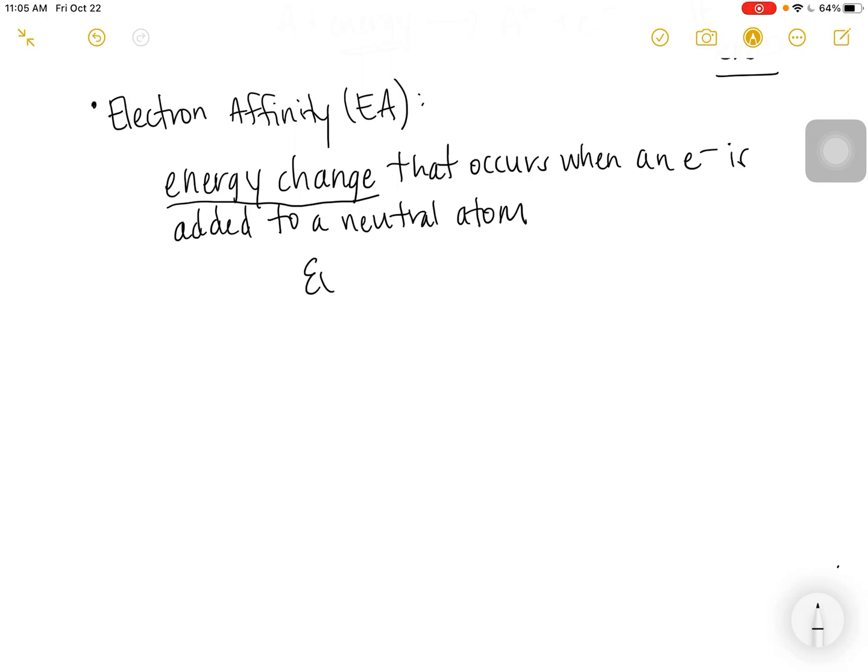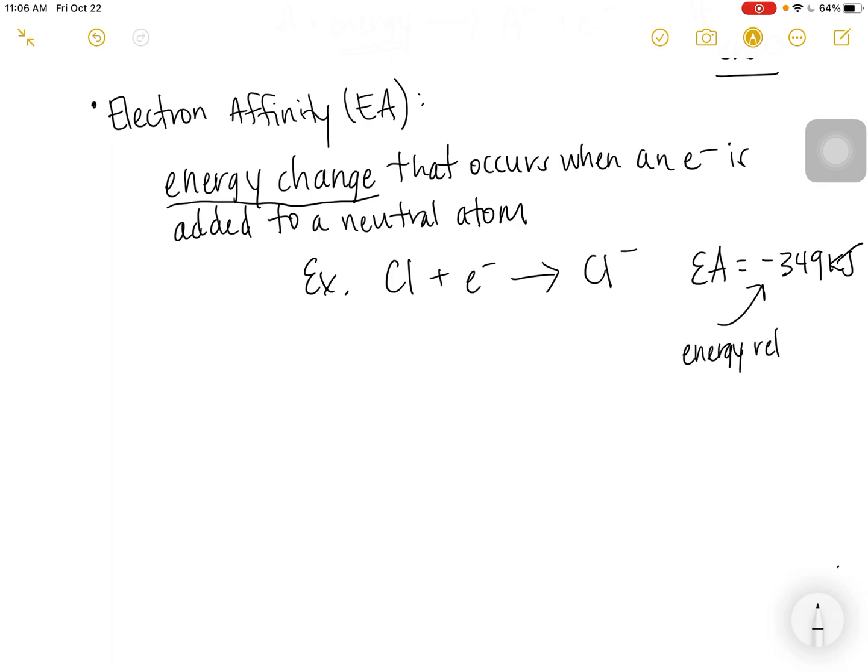So for example, if we take the chlorine atom, we give it an electron, it becomes the chloride ion, and in this case, the electron affinity, we could look this up, is a negative value, which means energy was released. Okay, now that should make sense to you because chlorine is one electron away from having a complete octet or a full energy level. So chlorine would gladly accept an electron. In doing so, it releases a big amount of energy.